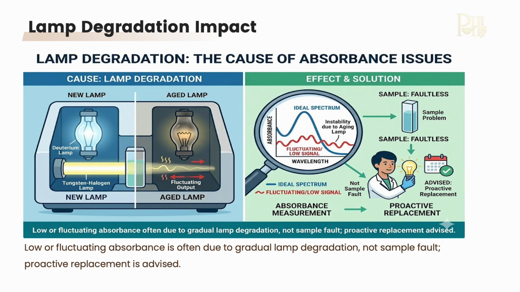Now ask yourself logically, is it more likely that your sample suddenly became incorrect or that your light source is weakening? Because UV depends entirely on lamp intensity and lamps do not fail suddenly. They degrade gradually, which means your results become unreliable before the instrument shows any obvious failure. So what should you do? Check the lamp usage hours. Compare with the recommended life. If it is nearing the limit, replace it proactively because waiting for failure is not control, it is reaction.